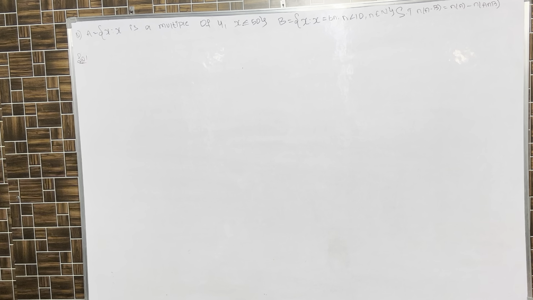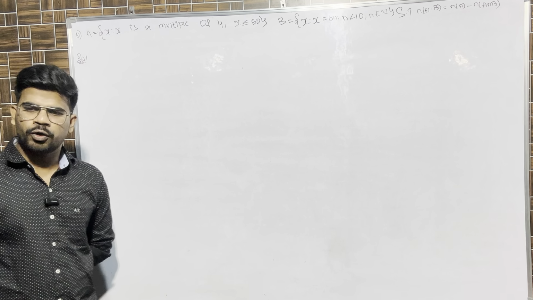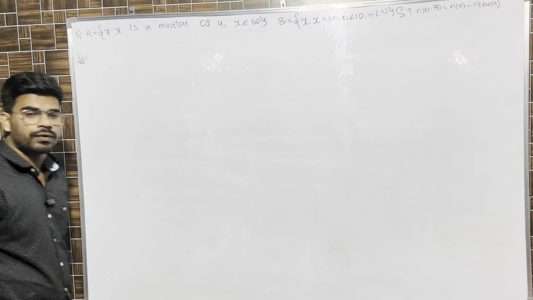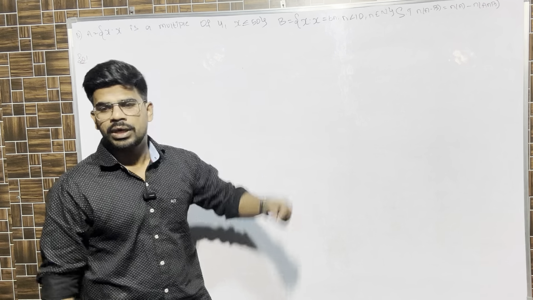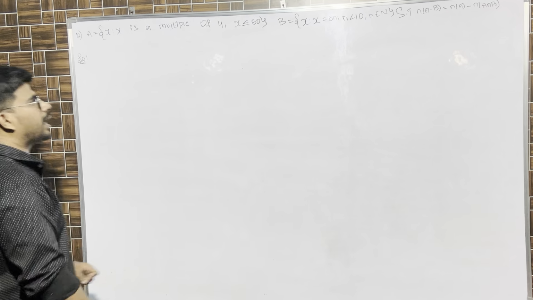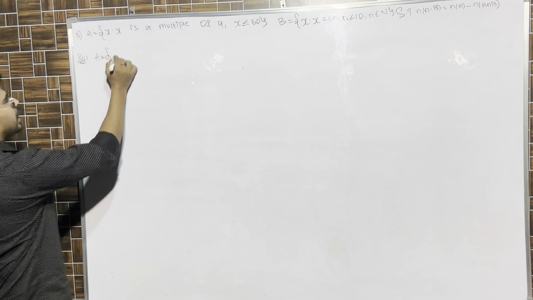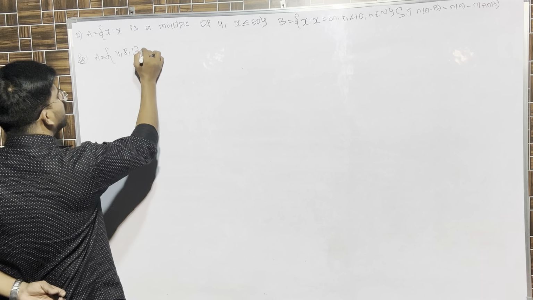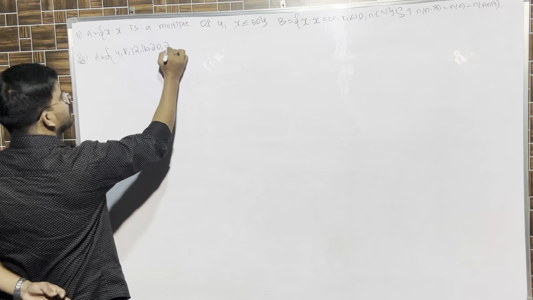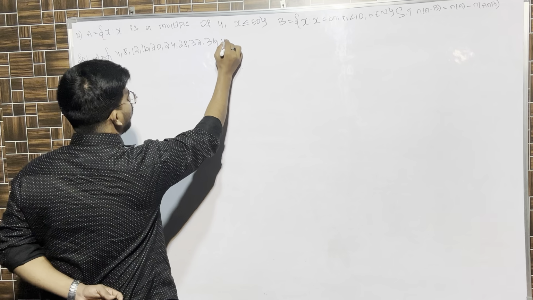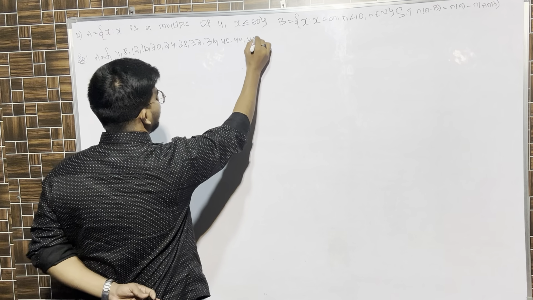Multiples of 4 less than or equal to 50. Multiples of 4 means the 4 table, from 4 to 40. After 40, less than or equal to 50 means 44 and 48 as well. The next multiple is 52, but it said less than or equal to 50. So we write from 4 to 48: 4, 8, 12, 16, 20, 24, 28, 32, 36, 40, 44, 48.